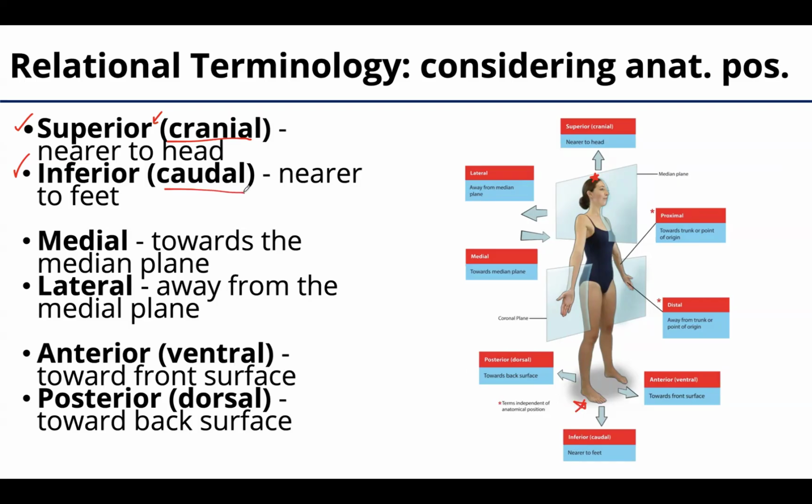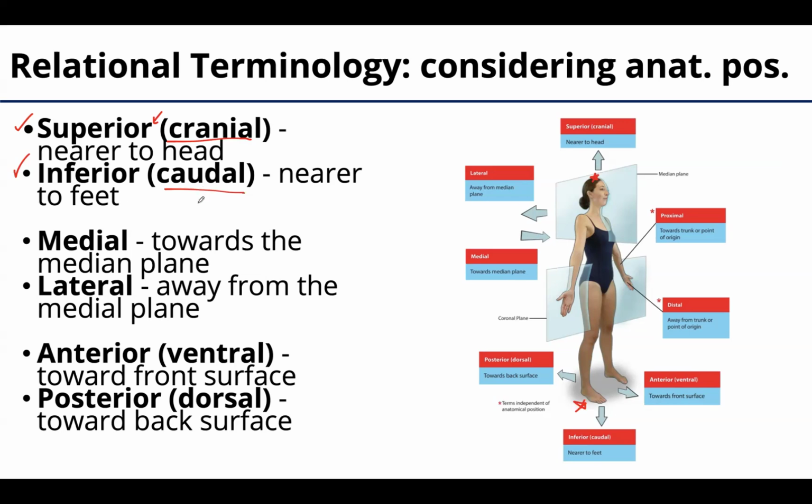Caudal is sometimes used interchangeably with inferior, which also means towards the feet, but it can also mean towards the tail region. So cauda actually means tail, which for humans is the coccyx. Inferior is most typically used in anatomy, while caudal is more commonly employed in embryology and neuroanatomy.